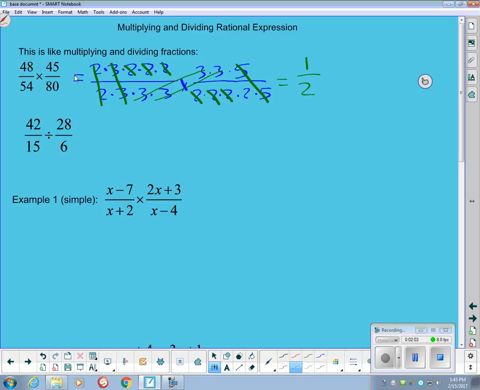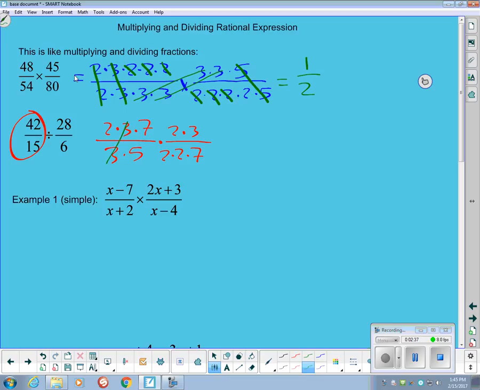On the division side of things, I know that when I'm dividing by that fraction, I have to multiply by the reciprocal. So I'm going to start out the same way with the 42/15 and write that as a 6 times 7, and 15 is 3 times 5. And now this is going to be times. I'll flip that over. I've got the 6 there, which is a 2 times 3, and the 28 is 4 times 7. And so I can come back in again.